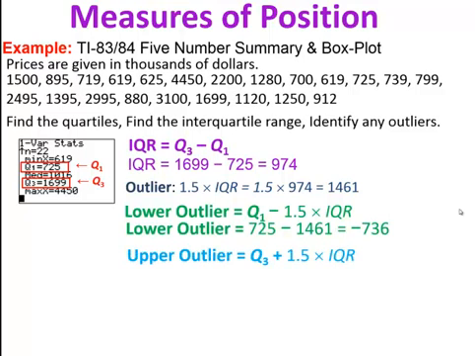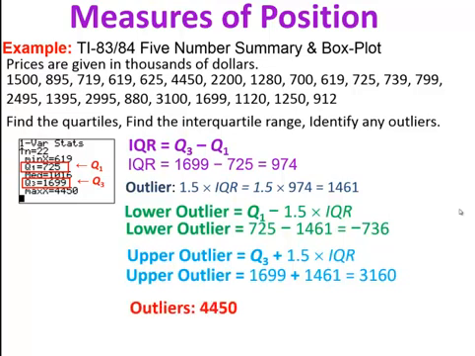Now I'm going to see if there are any upper outliers by adding that 1,461 to the third quartile. When I add that, I get 3,160. If there are data pieces above that, that's an outlier. And in this case, we have an outlier of 4,450.